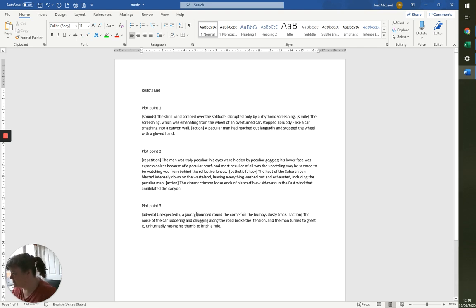Unexpectedly a jaunty car bounced round the corner on the bumpy, dusty track. The noise of the car juddering and chugging along the road broke the tension. Just got 2 spaces there. And the man turned to greet it, unhurriedly raising his thumb to hitch a ride.